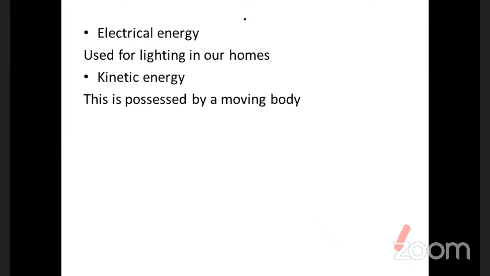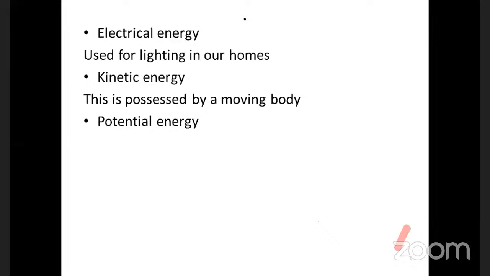Someone is saying it enables us in movement. Praise me, I see your hand is up. So we have kinetic energy, which is the energy you get from moving objects. When an object is in a state of motion, you can obtain from it that form of energy, which is kinetic energy.